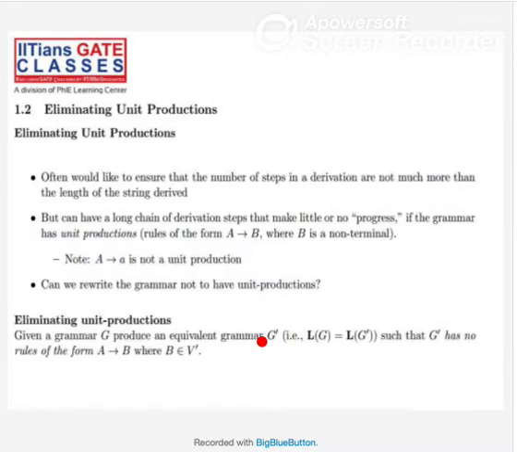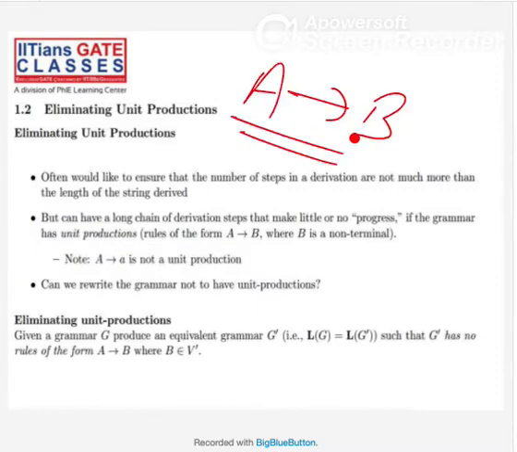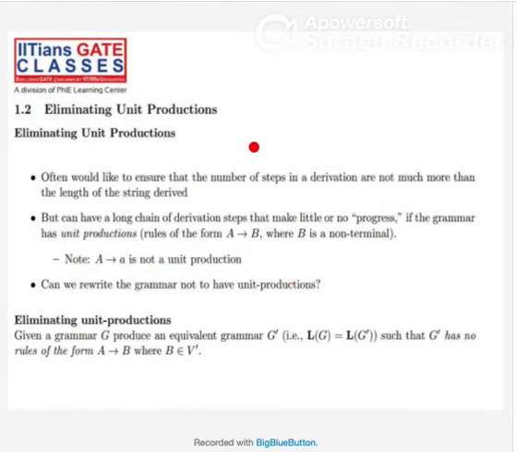Now let's see how to eliminate unit productions. What is a unit production? This type of production, where a variable is going to a variable, is called a unit production. So how to remove this type of production? Very easily. You don't have to apply an algorithm, you can just directly do it.